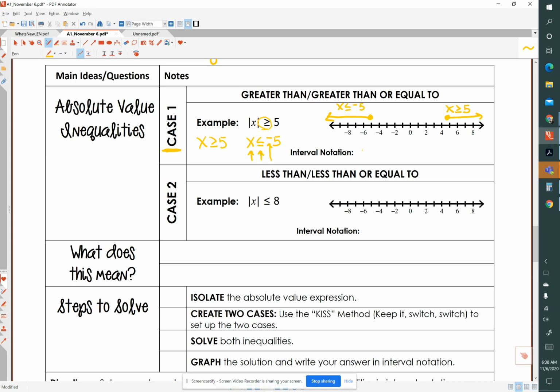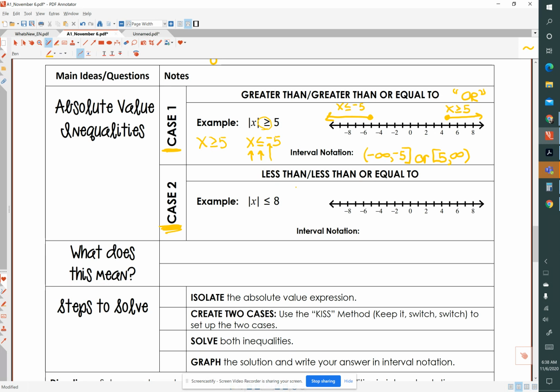And then let's write that in interval notation. Remember, this is really an OR type of inequality. So we have negative infinity, comma, -5, and we need a bracket there, and we need the word OR. We need a bracket here, 5, comma, infinity with a parenthesis. All right, let's move on to case 2.